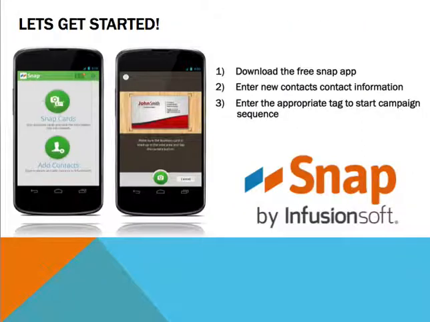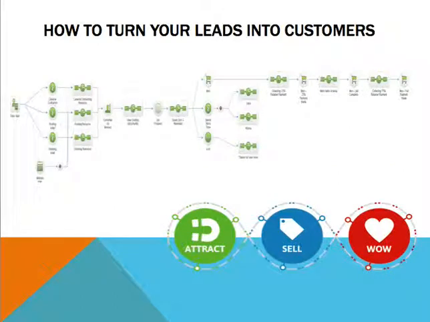now bringing it in. I'm going to talk a little bit more about that, but here's an overview of how this is all done, the high level perspective of how the 3 stages come together. We have the attract, we have the sell, and then we have the wow right over here. I'll be going into each stage in a little bit more detail right now. So we're going to start with the attract phase.